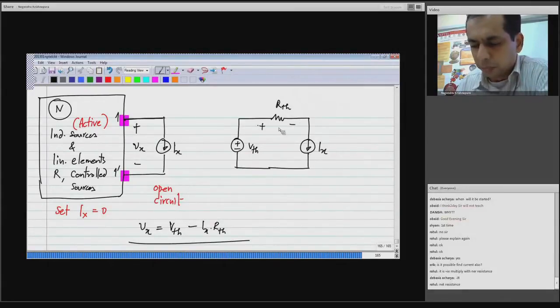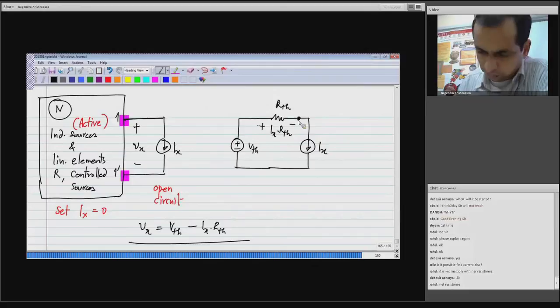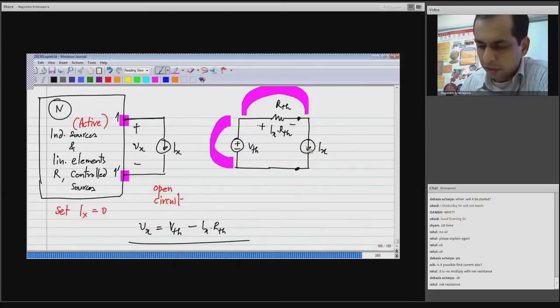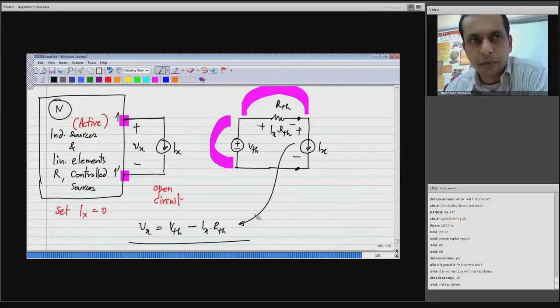So the voltage drop across this is Ix Rth. And the voltage between these two terminals will be Vth minus Ix Rth. So the voltage here will be exactly the same as that one.